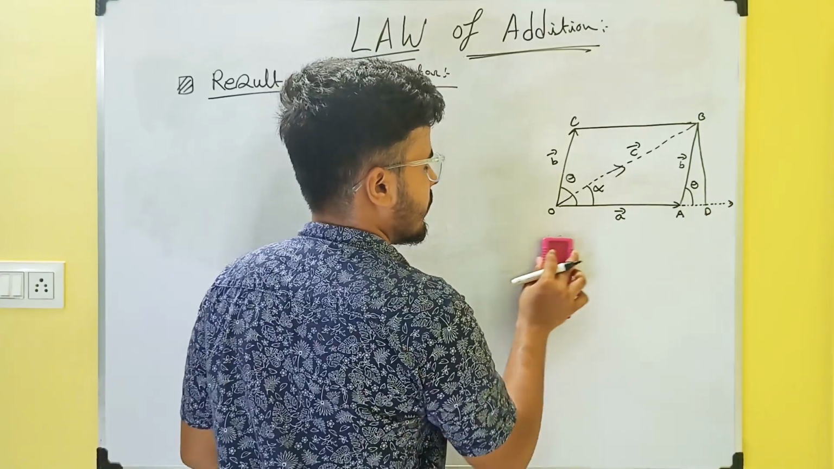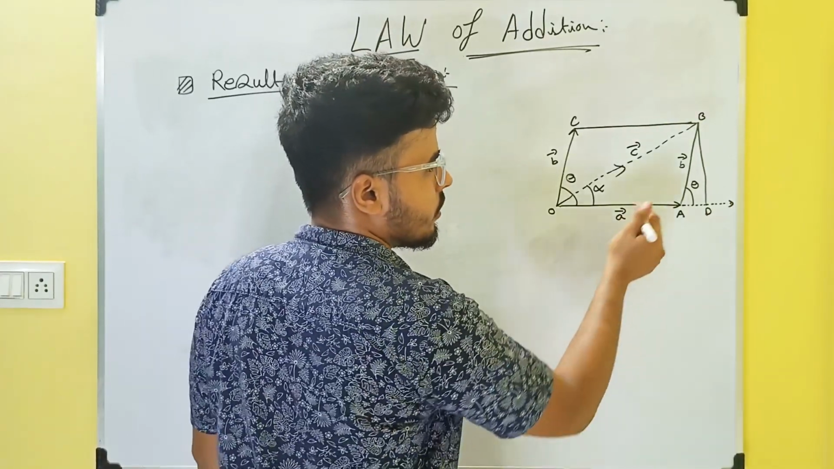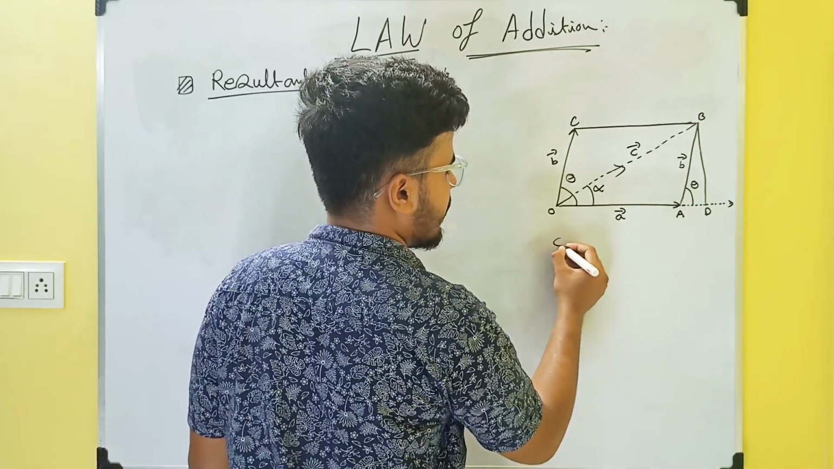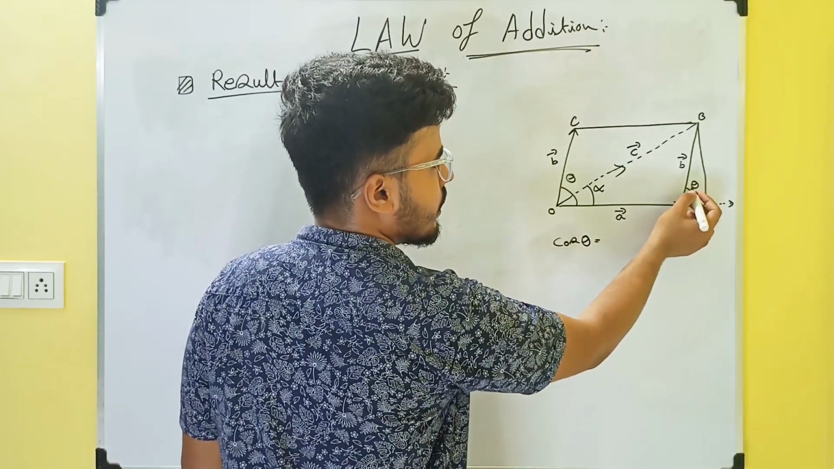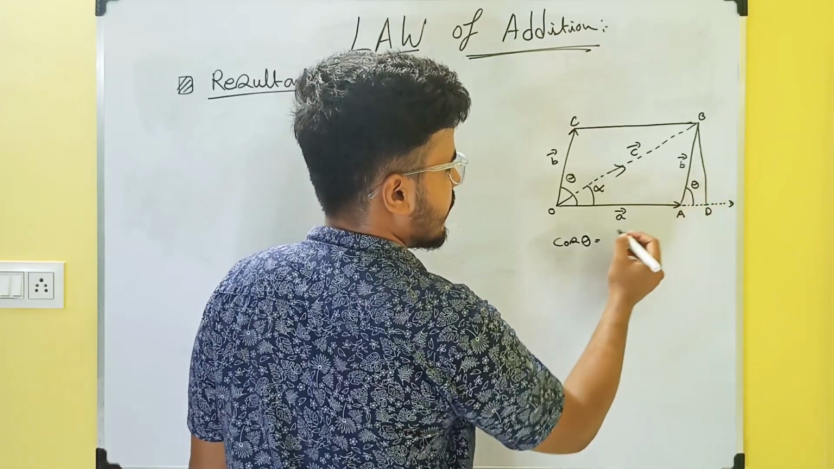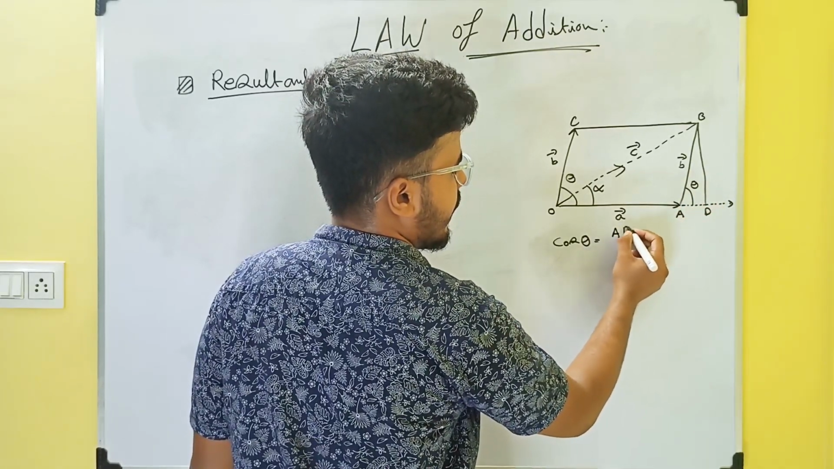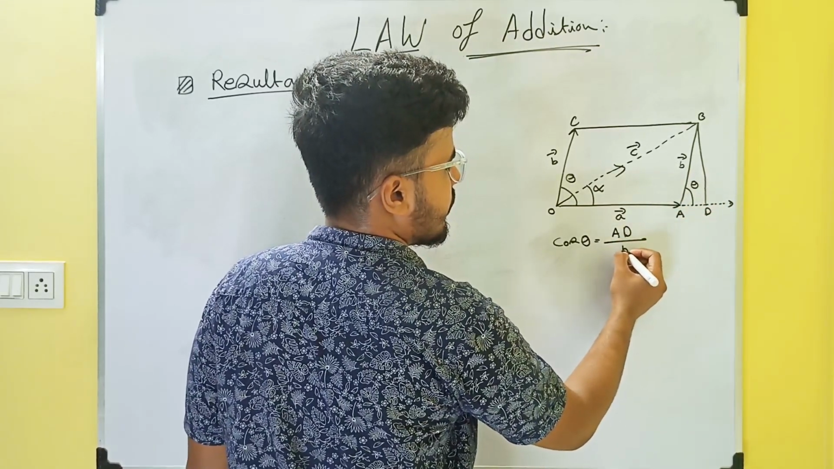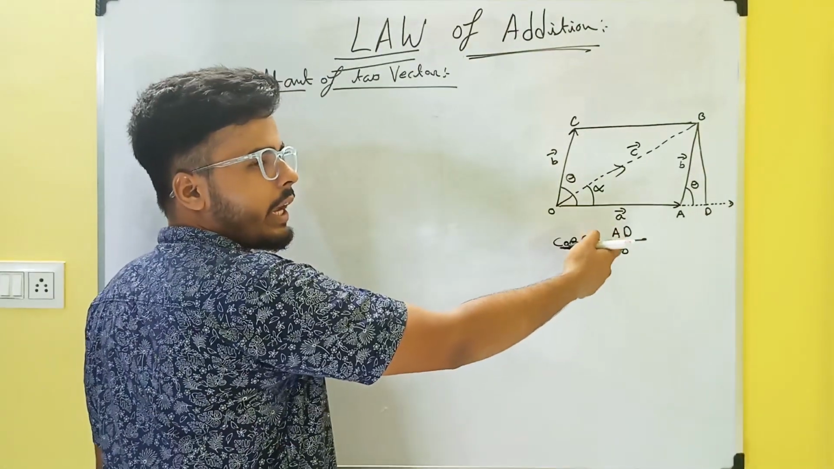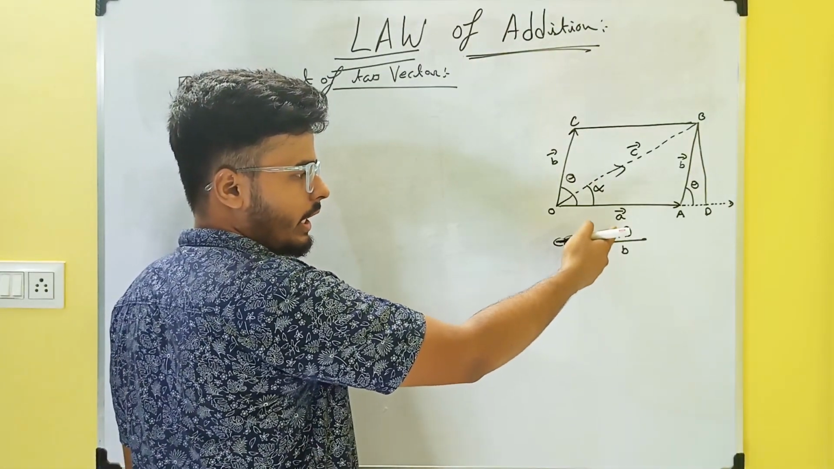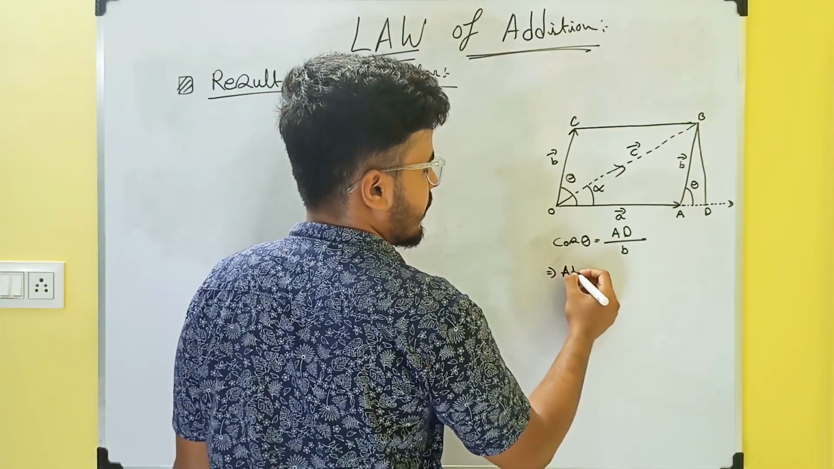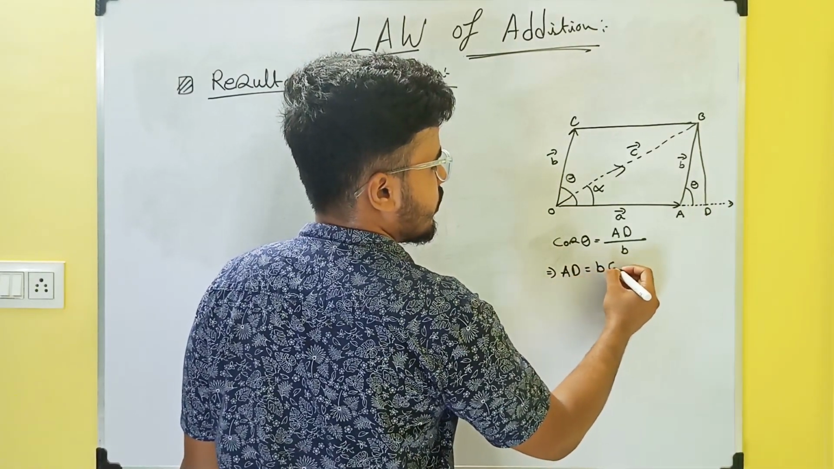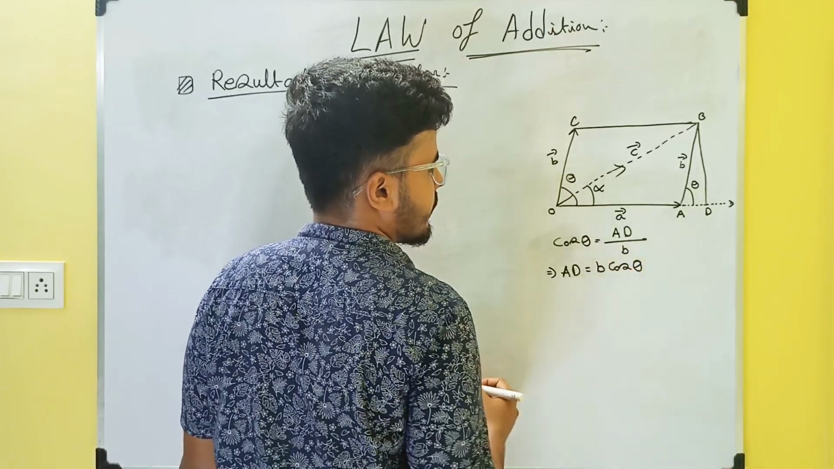Let's simplify it more. Let's say cos theta from this one. Here cos theta is AD by B. We are taking the magnitudes. From this we can write that AD equals B cos theta.